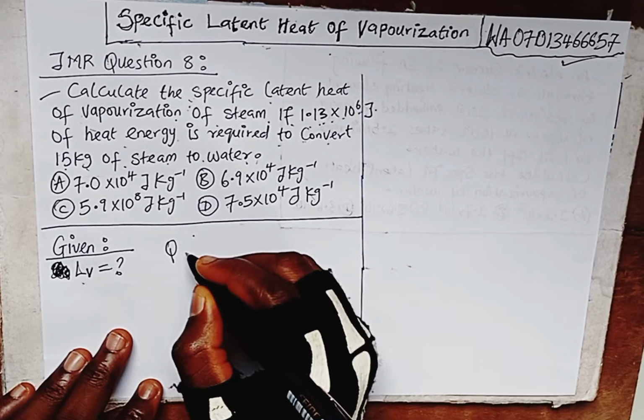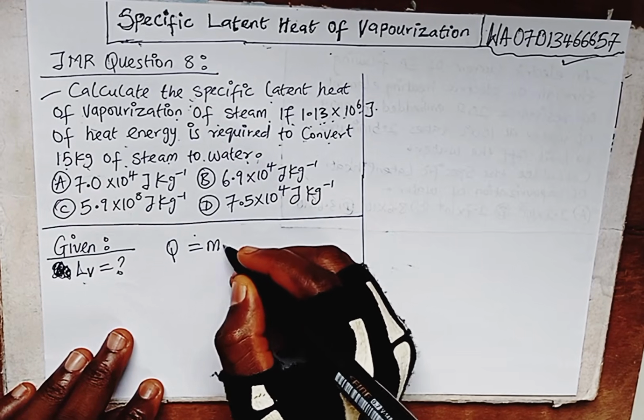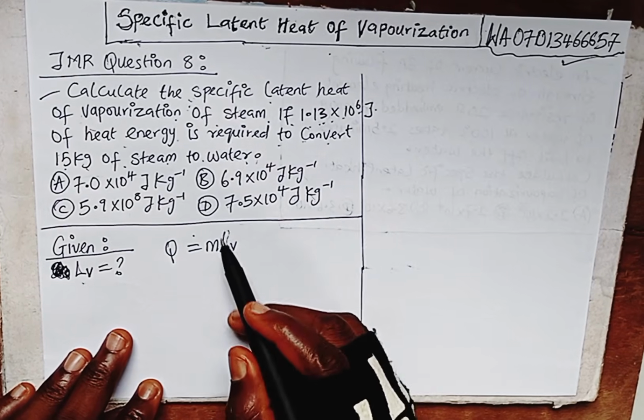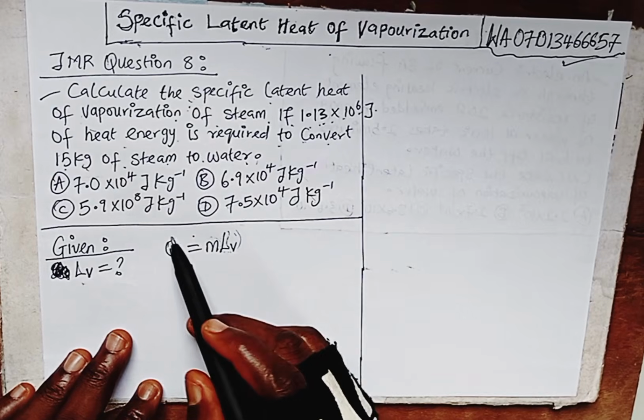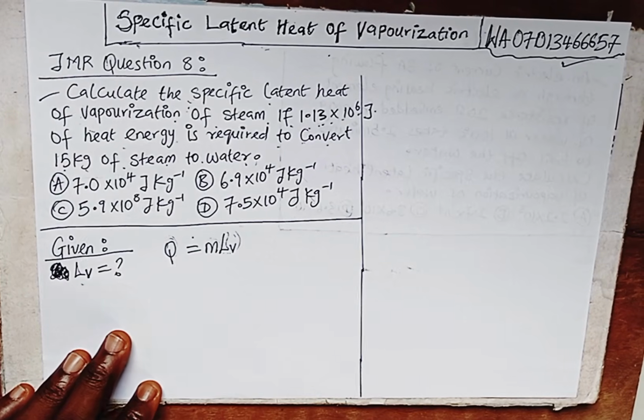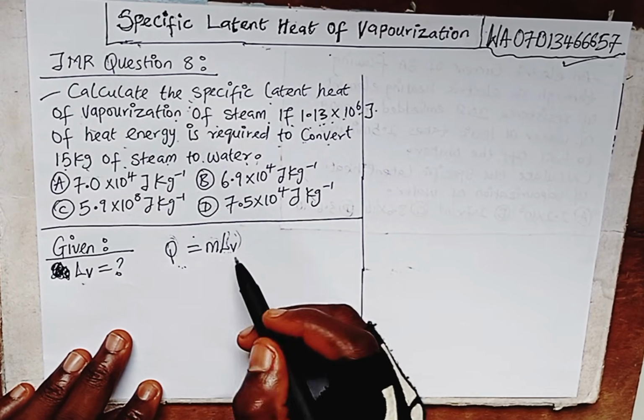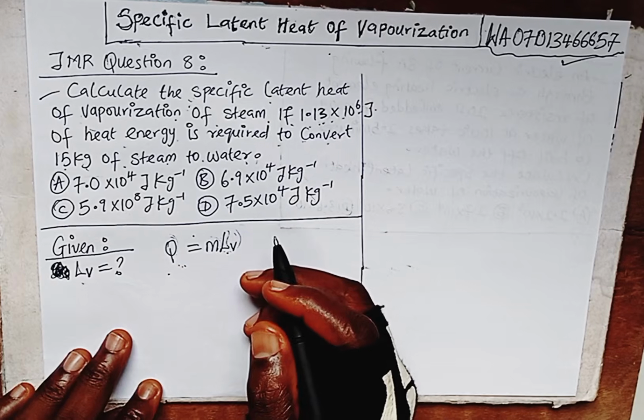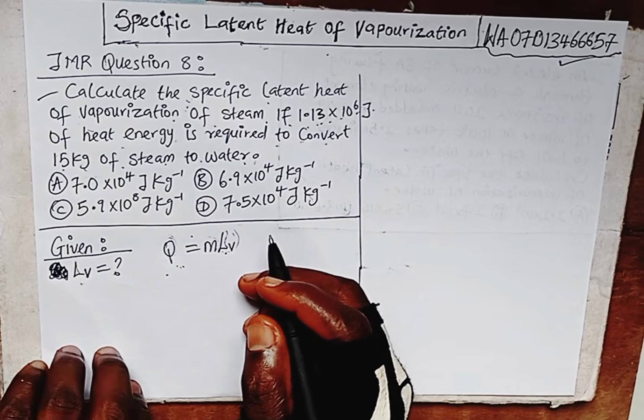So Q, which is quantity of heat, is equal to mass times LV. This one is the specific latent heat of vaporization, this one is mass, and this one is quantity of heat. This is the formula we are going to use. We are just going to make LV the subject of the formula and solve. As easy as that.